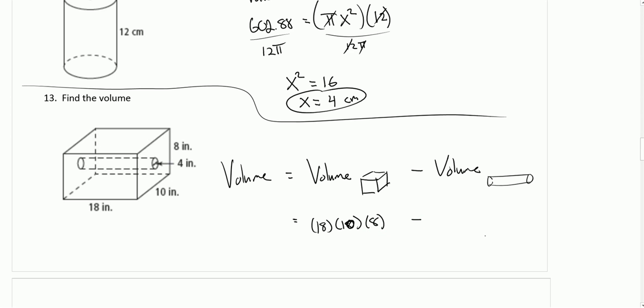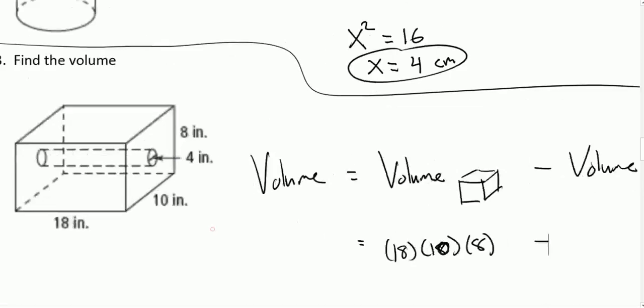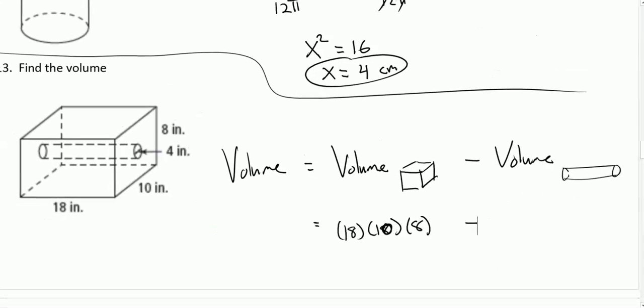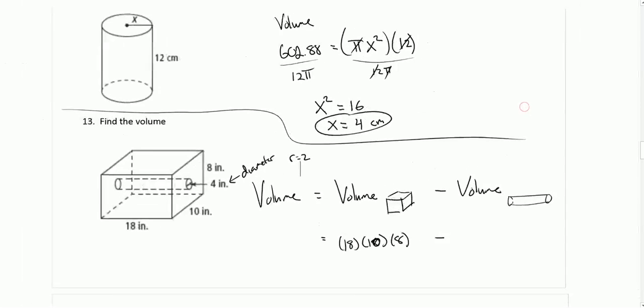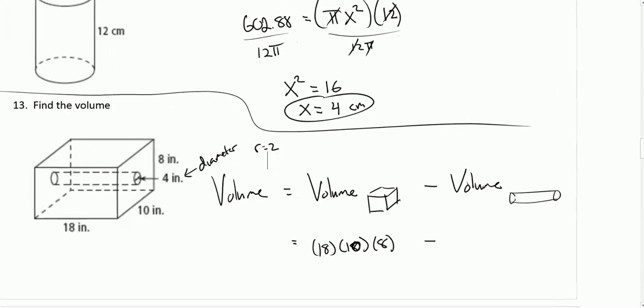The volume of the cylinder, it's hard to tell from the picture, but it looks like that 4 is our diameter. And so the radius would be 2. And so we have the volume is pi r squared, so pi times 2 squared times the height, which is 18.